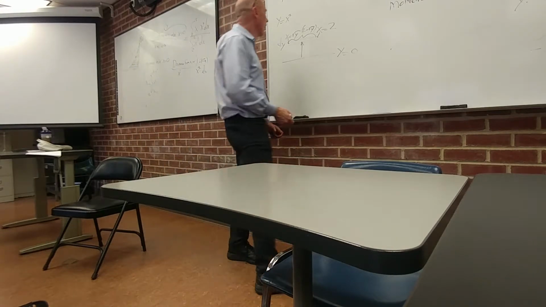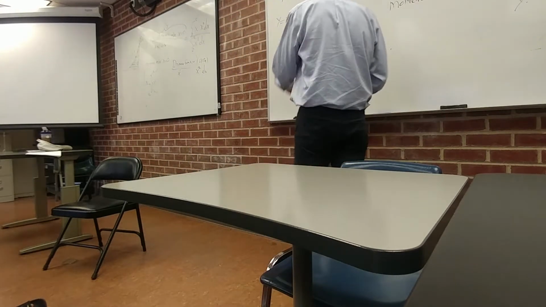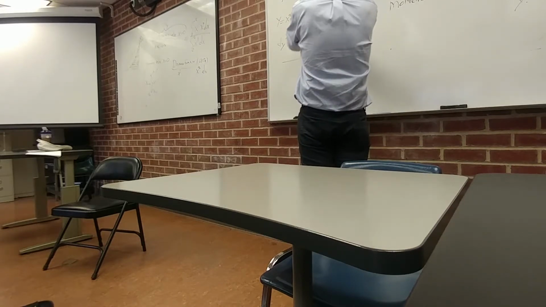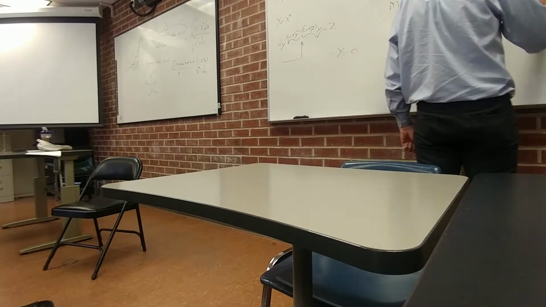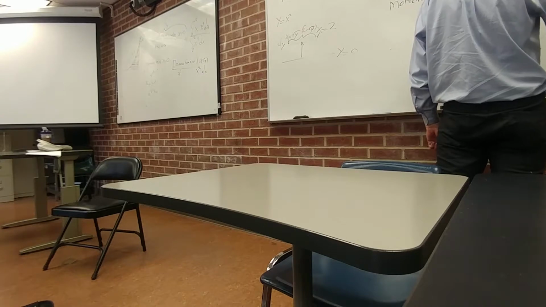Okay, so the area is going to be the base of this rectangle, which is a length of 2 minus root y, times the height, which is dy.